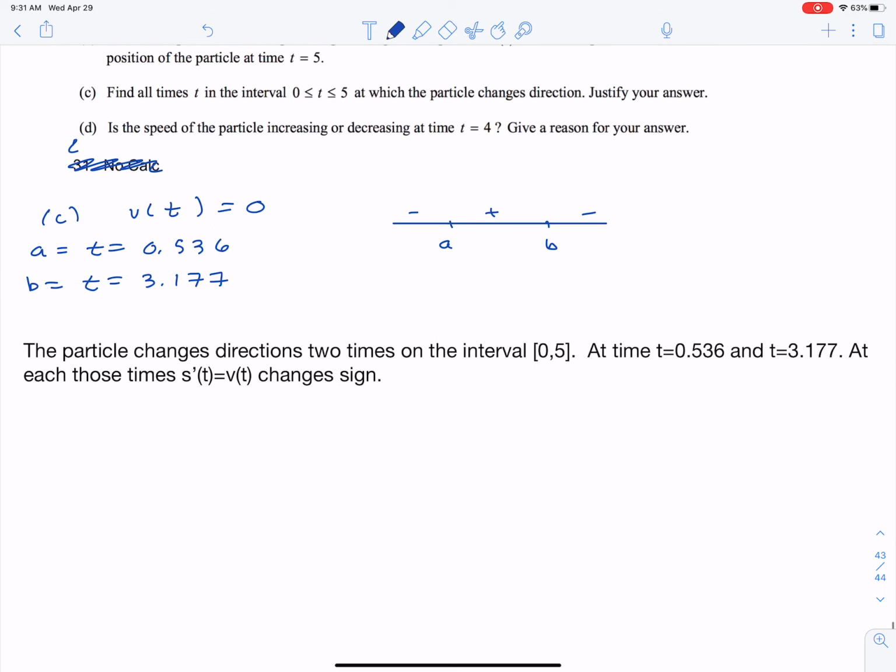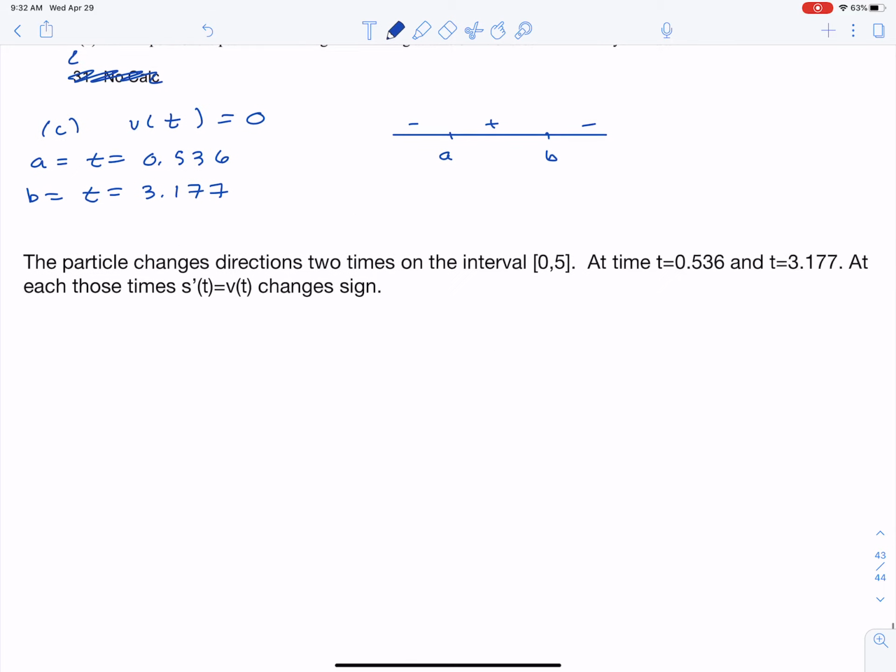Reminder, something is speeding up when both the velocity and the acceleration of the function have the same sign. So if the velocity is positive and the acceleration is positive, then it's speeding up. If the velocity is negative and the acceleration is negative, the object is still speeding up. If the signs are different, so the velocity is positive, the acceleration is negative, then the object is slowing down. So we're looking at the sign of both objects. So let's go and do that.